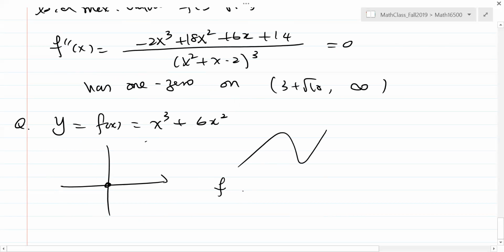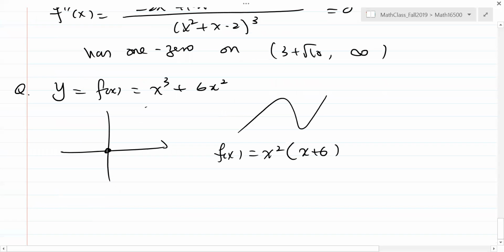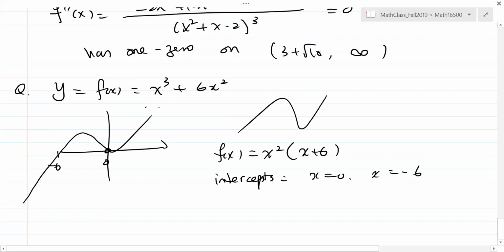So I can take x out, x times (x plus 6). So the intercepts: x equals 0, x equals -6. So 0 and -6. So the graph must be like that. I'm pretty sure. Okay.